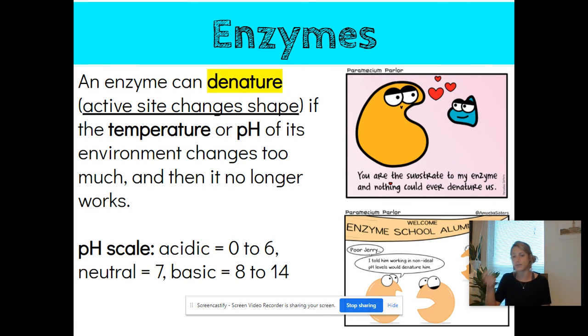So when you get sick and you get a fever, that heat causes enzymes to not be able to work properly, which is why you get sick. So again, denaturation just means that we changed the shape of the enzyme and it no longer works.